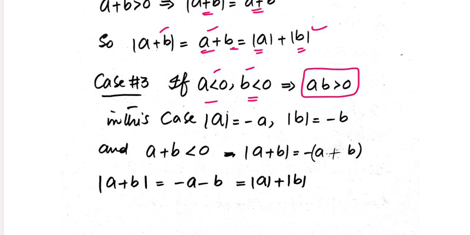In this case, when a is negative, then its absolute value is equal to minus a, and the absolute value of b is equal to minus b. As a and b both are negative, so their sum will be less than 0. As a plus b is less than 0, its absolute value is equal to the negative of the number. Because my number a plus b is negative, its absolute value is equal to the negative of the number inside the absolute. So multiplying with a minus sign, we have minus a minus b. What is minus a? Minus a is equal to the absolute value of a, and minus b is equal to the absolute value of b. So again the equality holds.